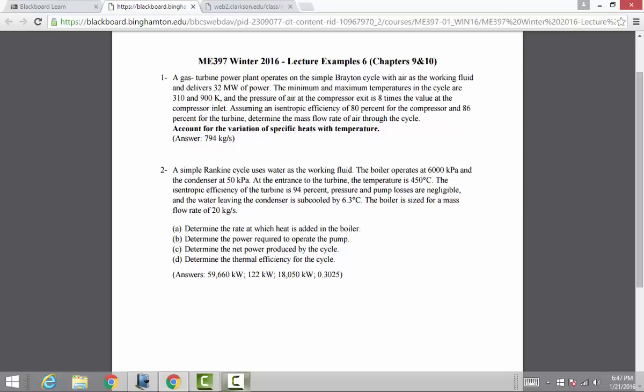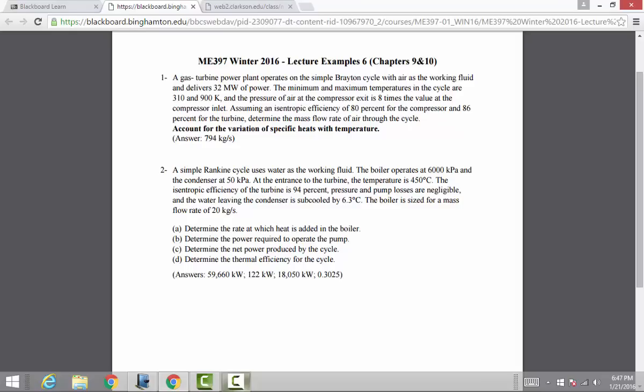So the mass flow rate is provided. Then it asks for a couple of questions, and the first one is determine the rate. When it says rate, it means kilojoule per time, kilojoule per second. So we have to use mass flow rate.